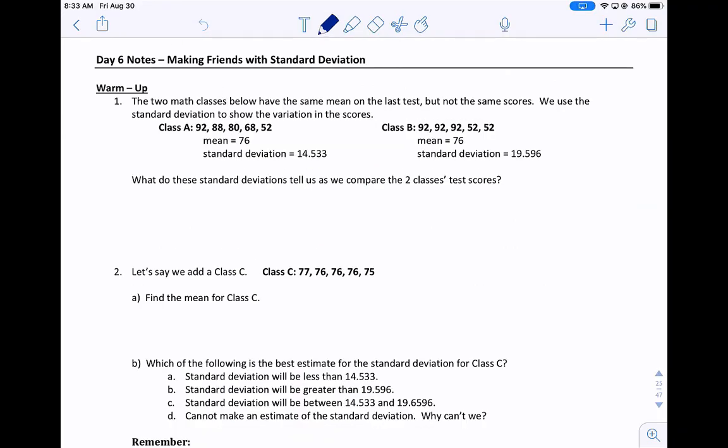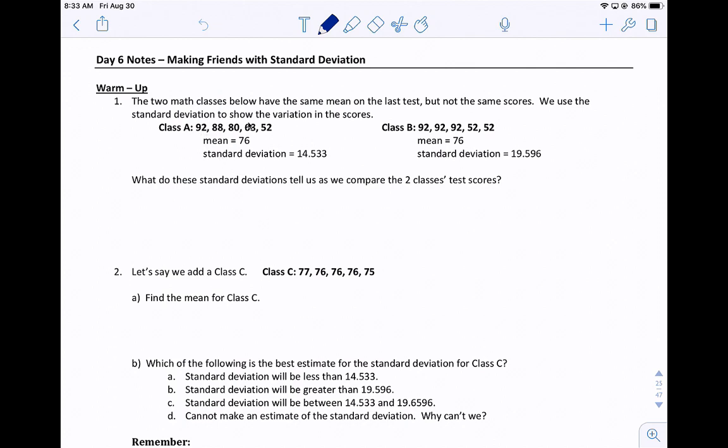Today we're going to explore standard deviation a little bit further. So for the warm-up, we should be able to do this from what we learned yesterday. The two math classes below have the same mean, or the average on the last test, but not the same scores. We use the standard deviation to show variation in those scores. So in other words, how spread out are the scores? Are they consistent or less spread out, or are they not consistent, more spread out?